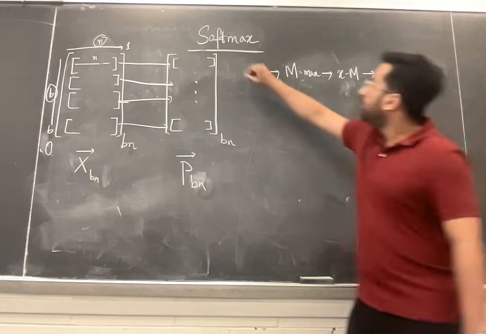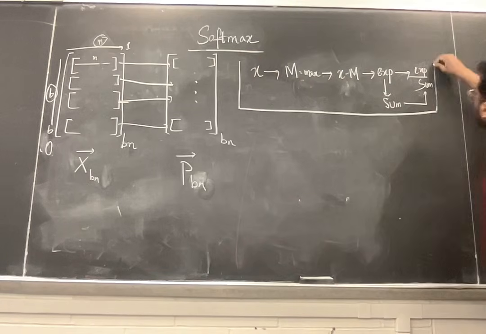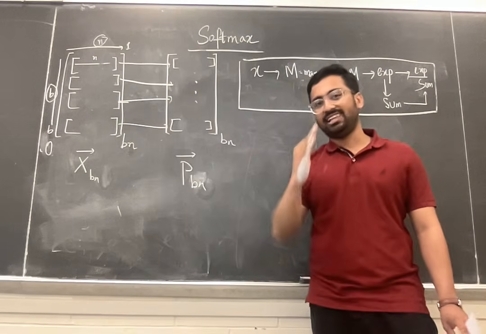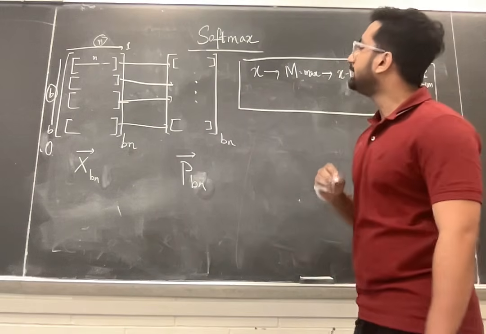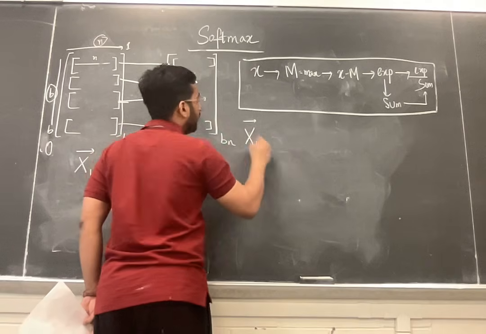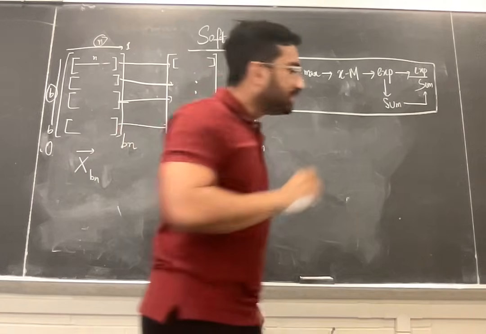So this was the framework, right? But here we have to make sure the dimensions are all right, are aligned. So what we will do here is, we have this X tensor Bn. Okay, we have this X tensor Bn.